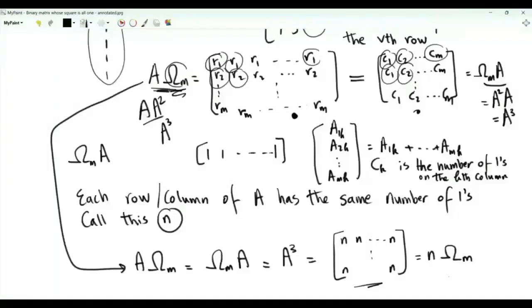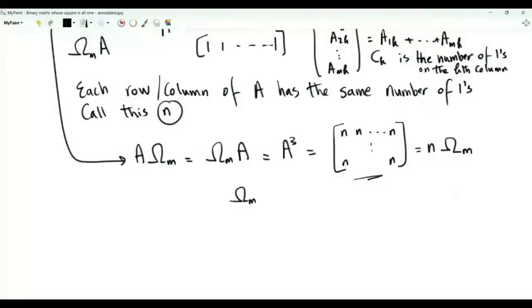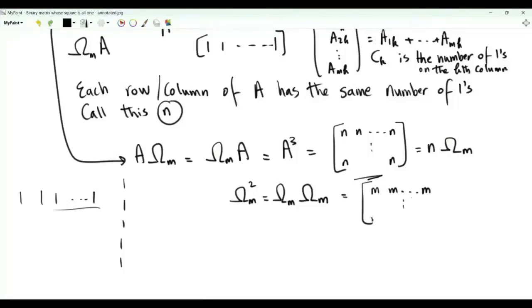The question arises as to whether there is a particular relation between n and m. Let's study omega m squared. When we multiply a row of the all-one matrix of size m by a column, we get m. Omega m squared is a matrix whose components are all equal to m. This can be written as m times the all-one matrix.